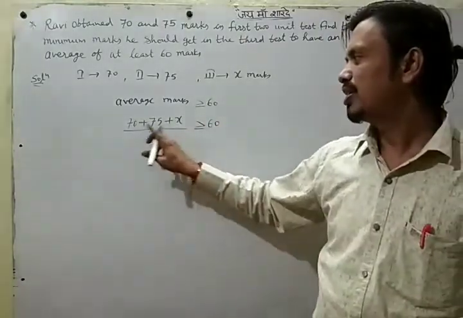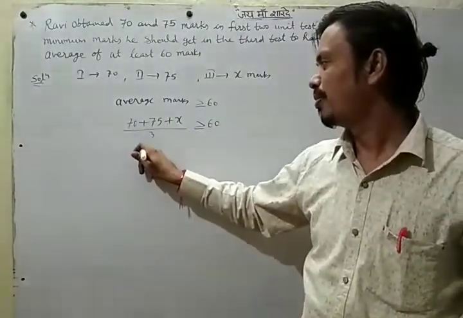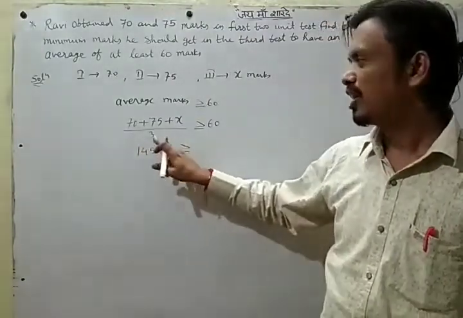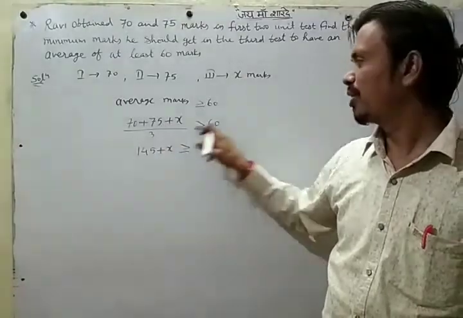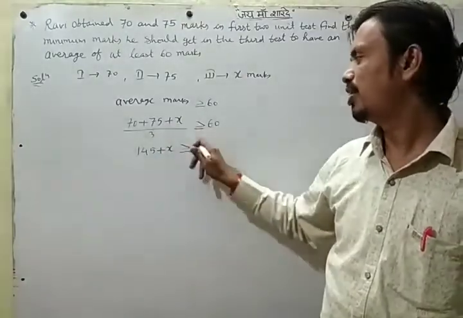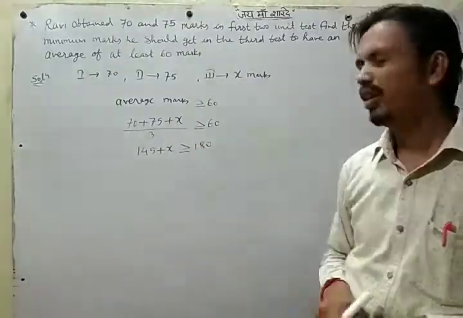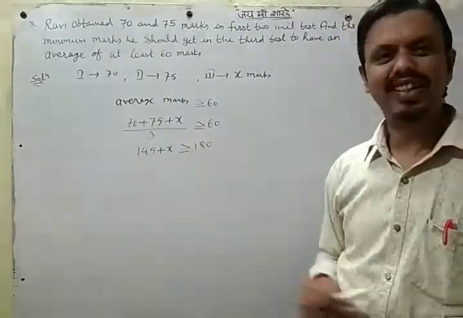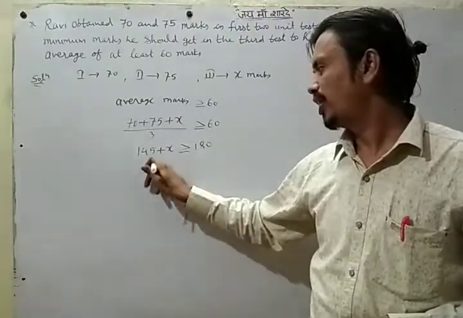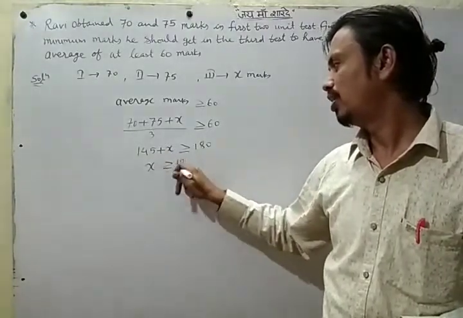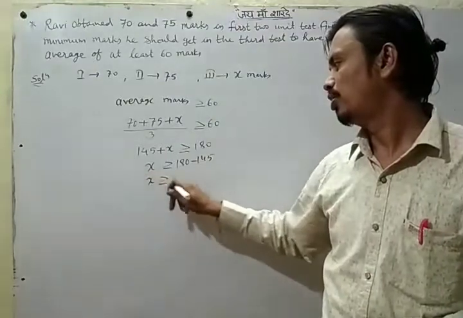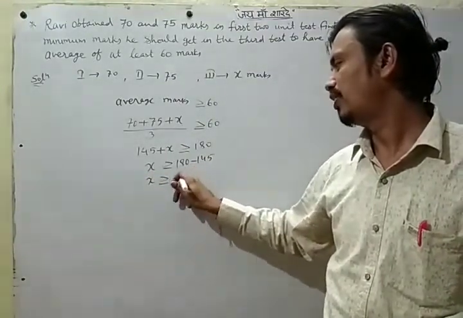Now 70 plus 75 is 145 plus X is more than or equal to 60 over... It is positive only, so we can cross multiply. So 60 into 3, 180. Okay? If it is negative, then this sign will change. Right? So X will be more than or equal to 180 minus 145, which is 35.